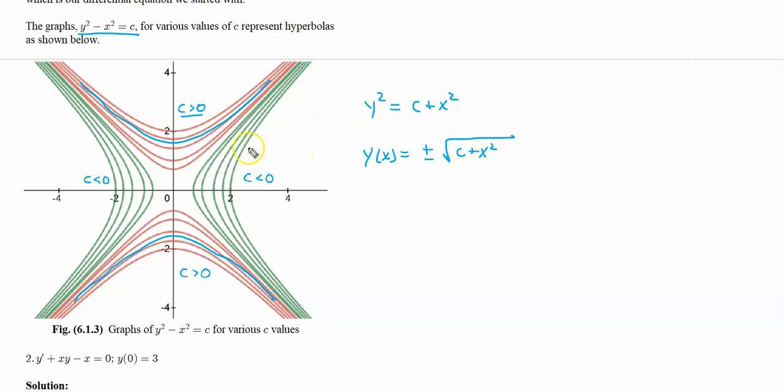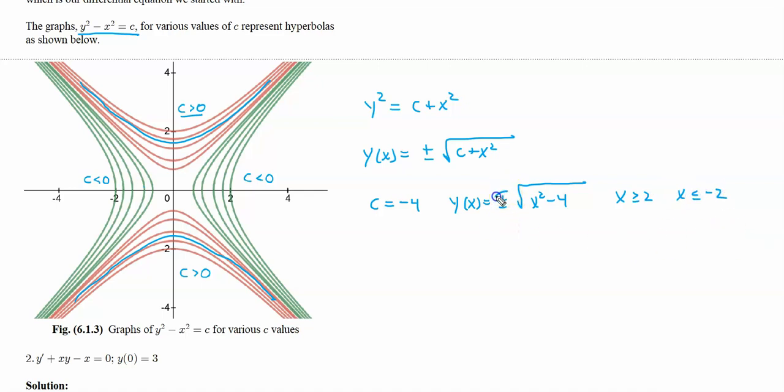Now, if the c is negative, then we would generate the curves on the right and left like we have drawn here. For example, suppose that c equals -4, then we would get the equation. Now for this equation, we want the x squared minus 4 to be positive, so we can take the square root of it without involving complex numbers. And so that would mean that x would have to be bigger than or equal to 2 or less than or equal to -2.